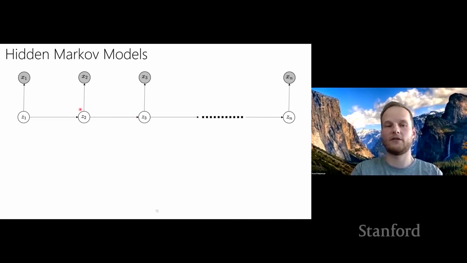And we know that given that we are in a certain position, we can be in a different position in the next time step. And we also know that given that we are in a certain position, we should get a certain measurement.